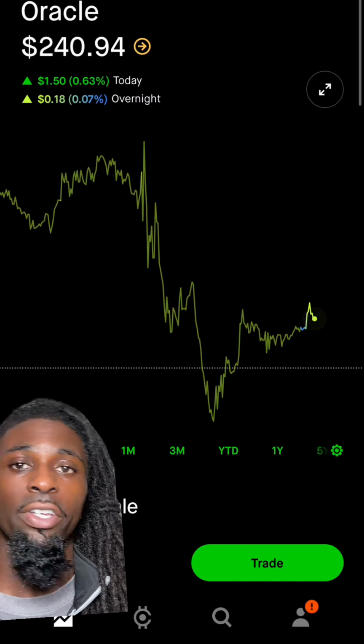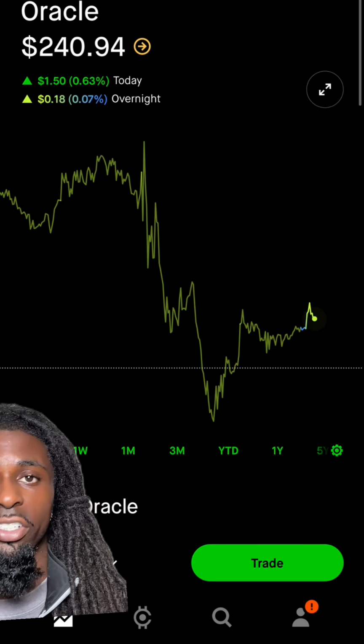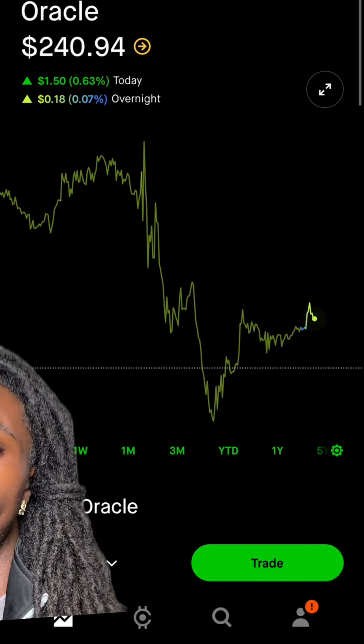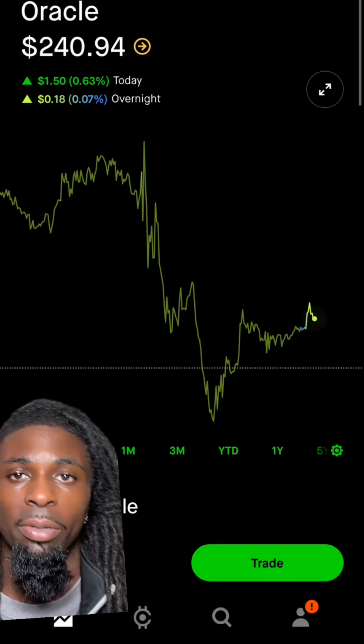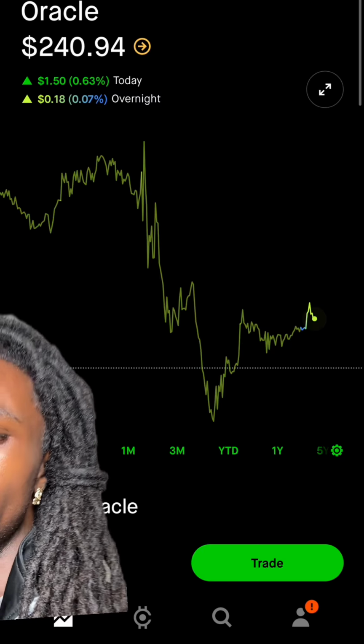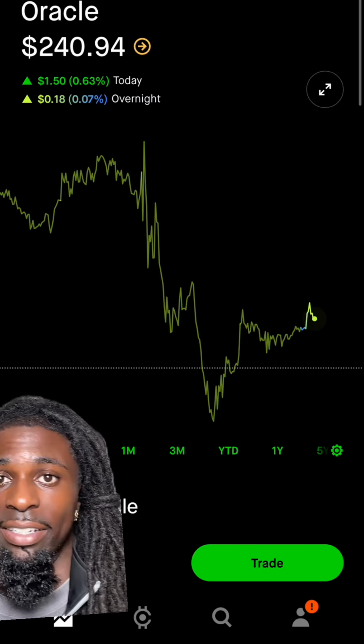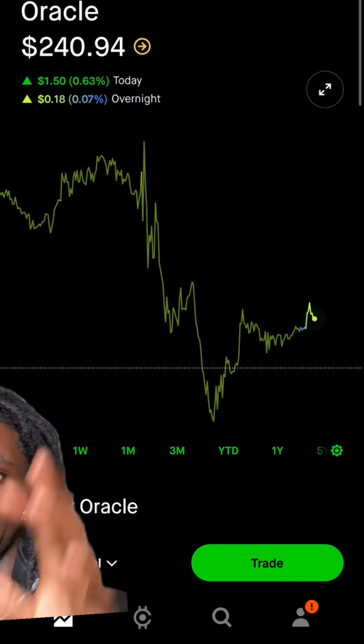If it does take off, it could go to 250 quick. That's a $10 jump in and out, call options the same day. And for the below, I'm looking for under 237. I'll exit. $10 upside, $3 downside. But obviously, I would want to get in cheaper than this price right here.